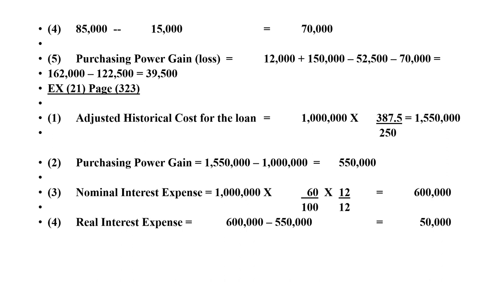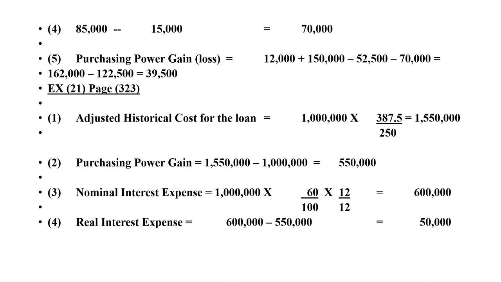Step number 4, total monetary assets at December 31 minus total monetary liabilities at December 31. Total monetary assets 85,000 minus monetary liabilities 15,000. The result is 70,000. Purchasing power gain or loss, as we mentioned before, step number 1, plus 2, minus 3, minus 4. Step number 1, 20,000, plus 2, 150,000, minus 3, minus 52,500, minus 4, minus 70,000. The result is 162,000, minus 122,500, then 39,500.